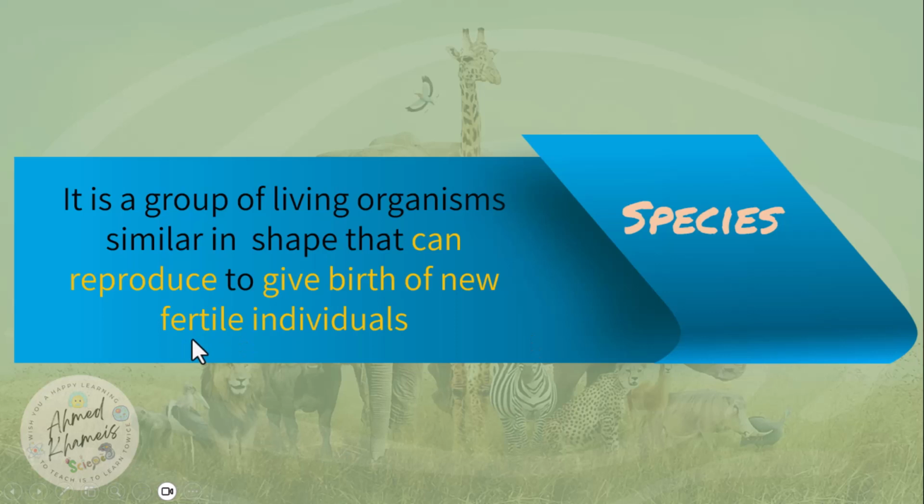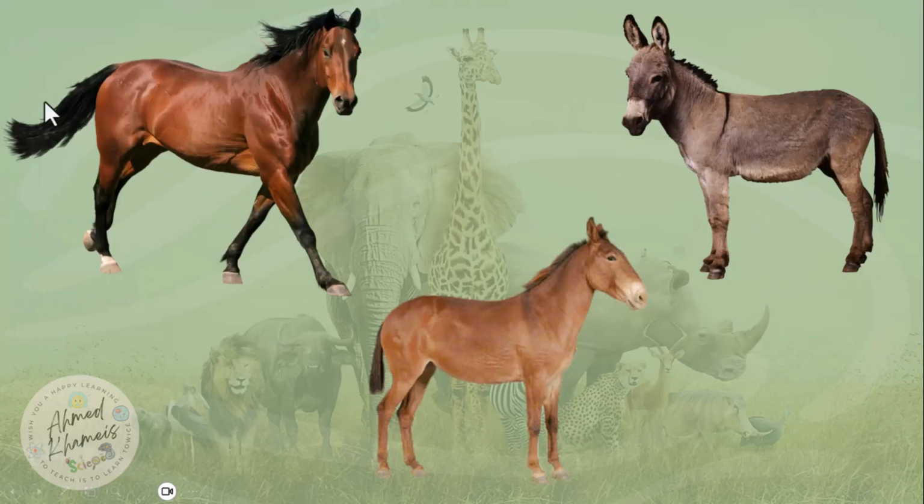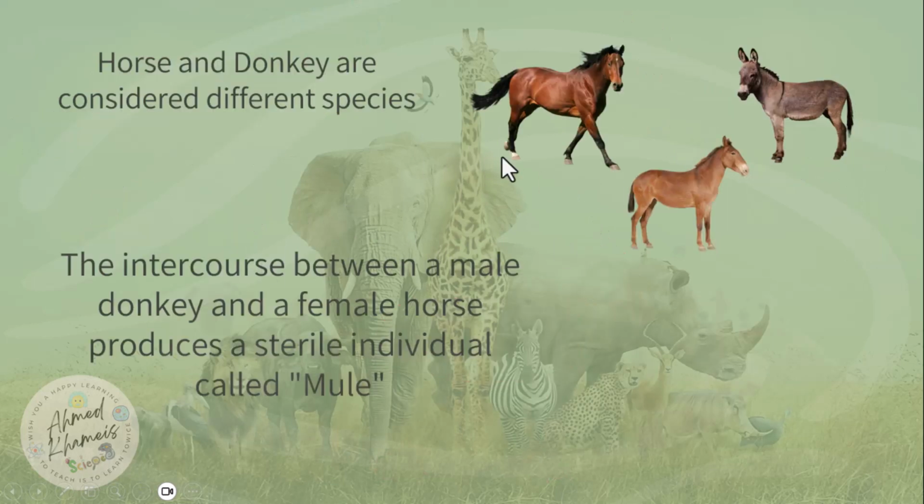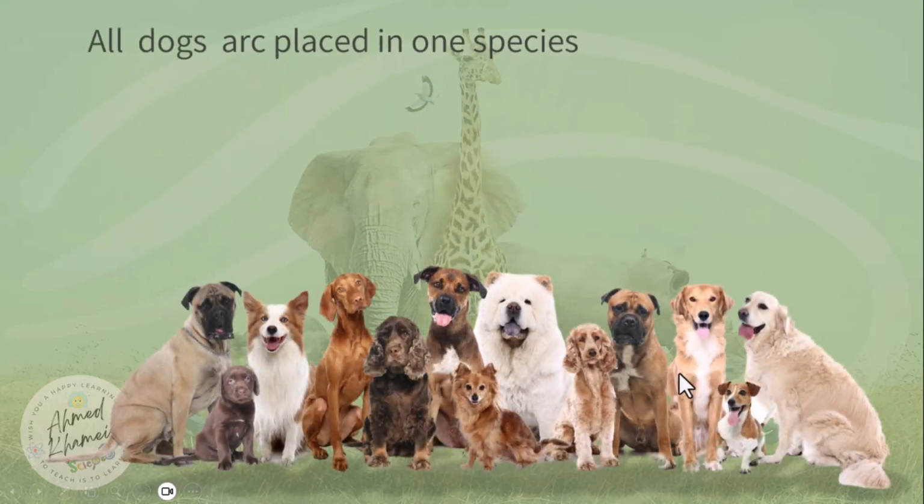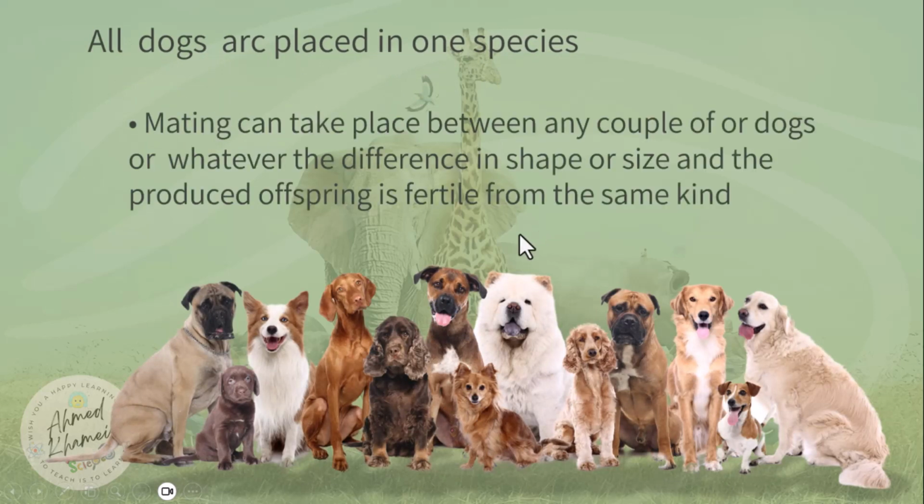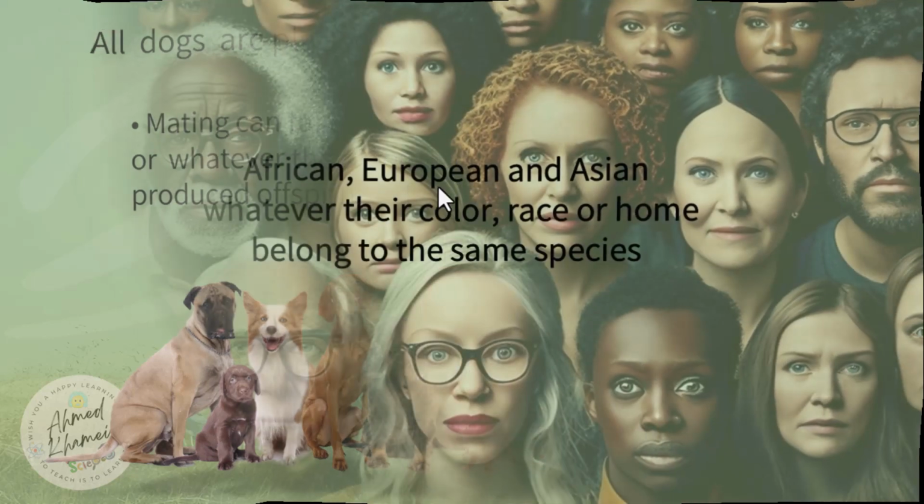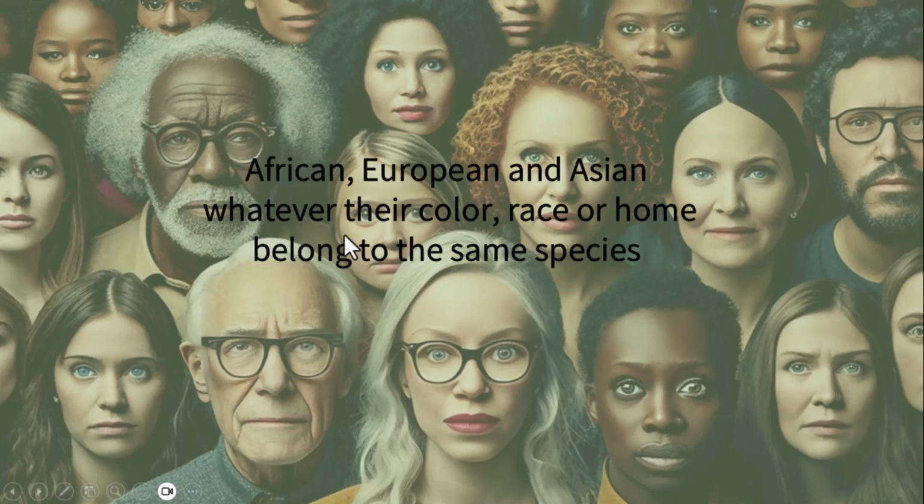So a species is a group of living organisms that live together. When they reproduce, they give a fertile individual, an individual who can again give birth. So the horse and donkey, we don't consider them as one species, because when they interbreed, they give a sterile individual called a mule. But all dogs with different shapes, colors, and sizes are one species, because intercourse can happen between any two dogs, whatever their shapes or colors, and give a fertile dog. And that's why all humans, African, European, and Asian, whatever their color, race, or home, belong to the same species, humans.